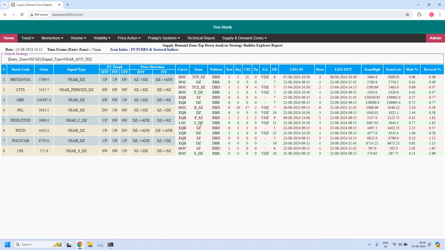So we have Pidilite Industries is having a high liquidity demand zone and it is a fresh zone. You need to fine tune the zone up to the 5 minutes time frame. If you can find a fine-tuned 5-minute zone, you can plan a trade.